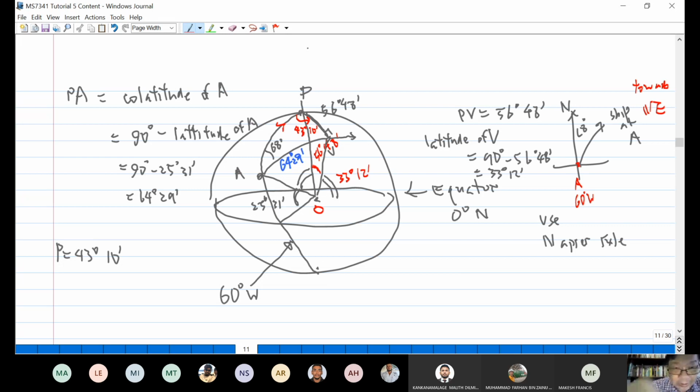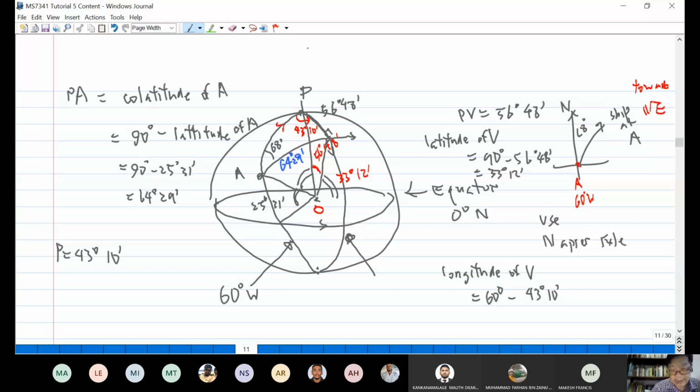So this is actually the longitude of B now. If you draw this circle again, where is this line now? It moves towards this direction, right? How much it moved in the angle is 43 degree 10 minutes. So the longitude of B now is just 60 degree minus 43 degree 10 minutes. It moves toward the east.